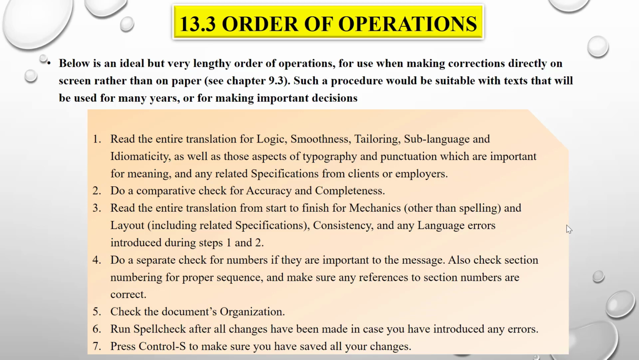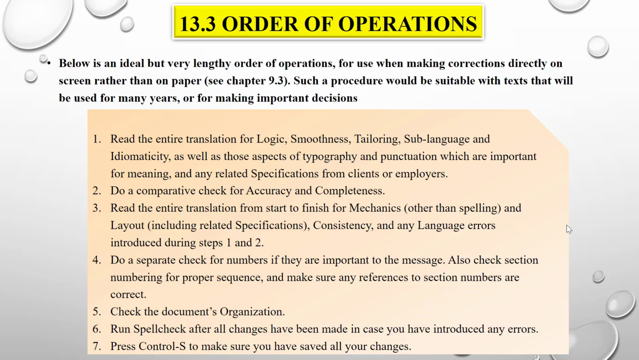Step 3. Read the entire translation from start to finish for mechanics, other than spelling and layout, including related specifications, consistency, and any language errors introduced during steps 1 and 2. Step 4. Do a separate checking for numbers if they are important to the message. Also check section numbering for proper sequence and make sure that any references to section numbers are correct.